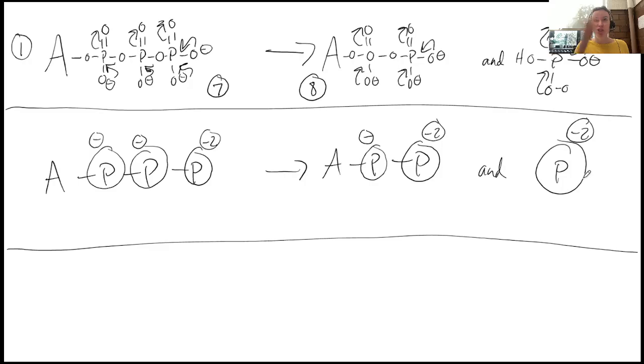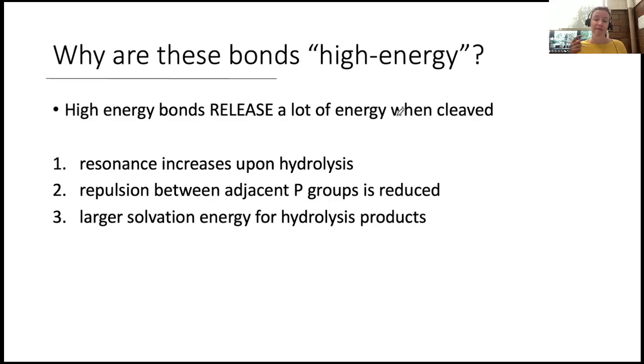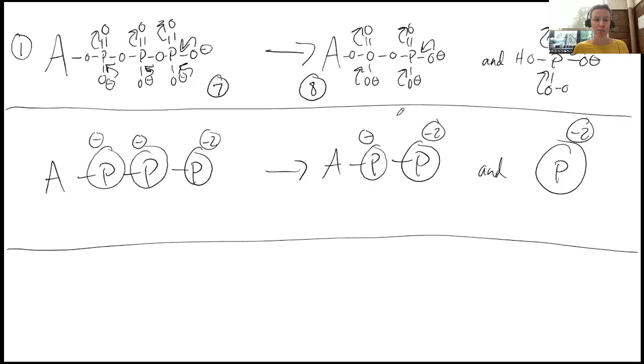and the third one has been chopped off and can now float away and not have to deal with this repulsion of 3 things right next to each other. So by chopping off the last phosphate group, we've reduced the number of charged things that are bonded to each other and having some repulsion due to their charge. This is more favorable. It's going to be a lower energy state to have less repulsion, so another reason why energy is released. Finally, folks, there's a larger solvation energy for hydrolysis products.